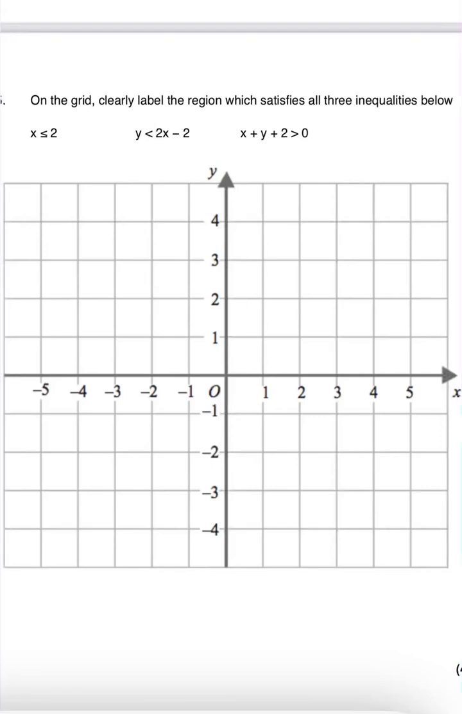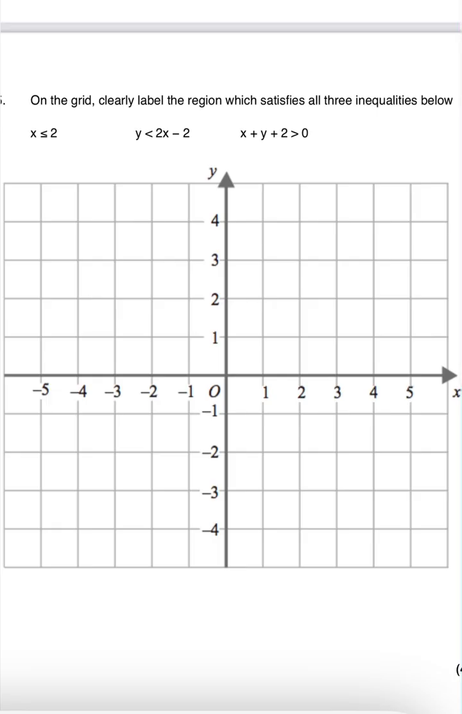This is the third video in solving graphical inequalities for GCSE students, problem solving. Here we have another graph and we have three inequalities that we have to draw onto this graph paper and then shade the areas that are unwanted.